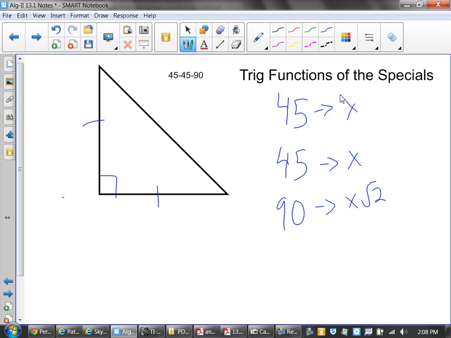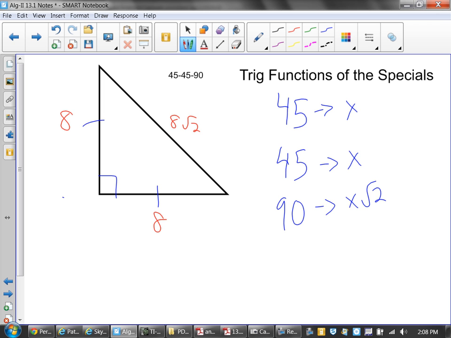For example, I remember last year, when you were in the stuff last year, you probably didn't mind if you were given that side on our 45, 45, 90. Because what's the other side? And what's the hypotenuse? 8 root 2. It was very easy. You just knew to do that right away.